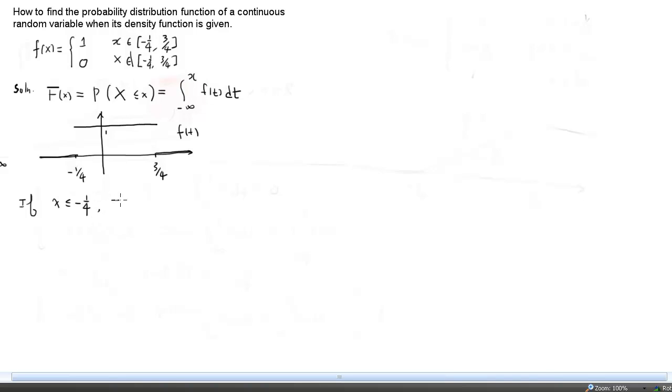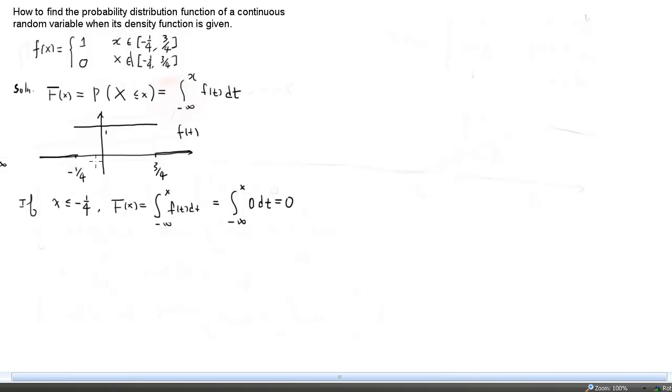So F of x is simply going to be, we can copy down the definition, the integral of f(t) dt. But x being less than or equal to negative 1/4, we have the integral from negative infinity to x of 0 dt. Everything is 0. So this value is simply 0, because the function between negative infinity and x is 0.